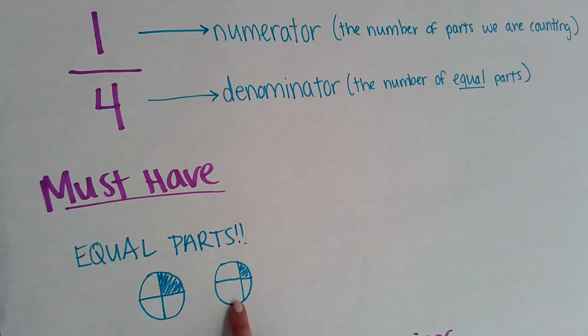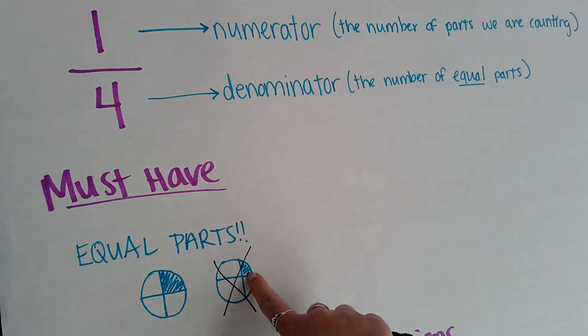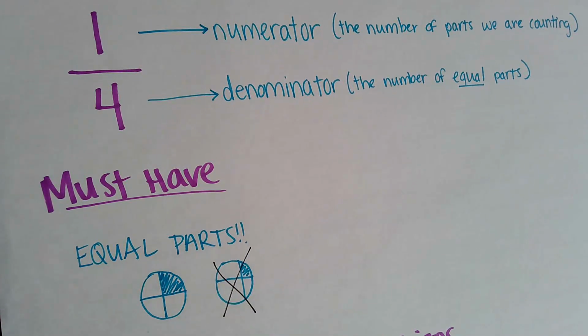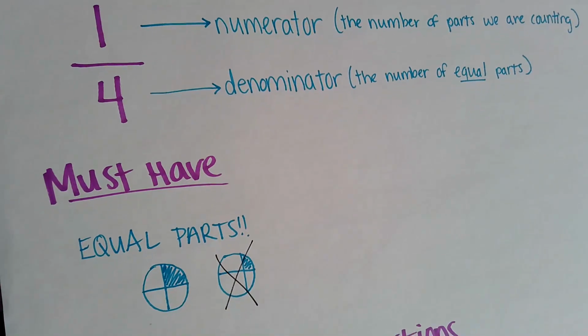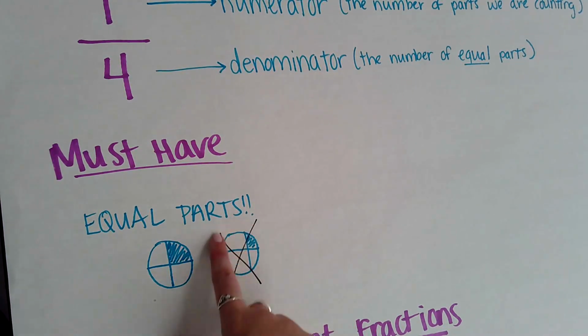This drawing right here is not equal parts because this section is a lot smaller than that section. One thing that we talk about with students is that they do not have to be drawn perfectly, but they do have to be drawn much closer than this image right here.